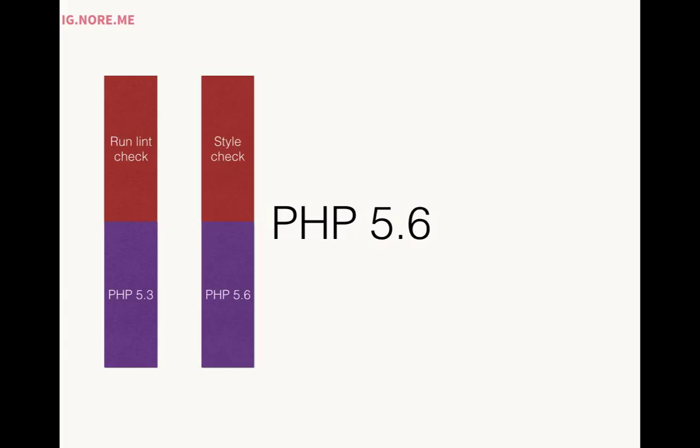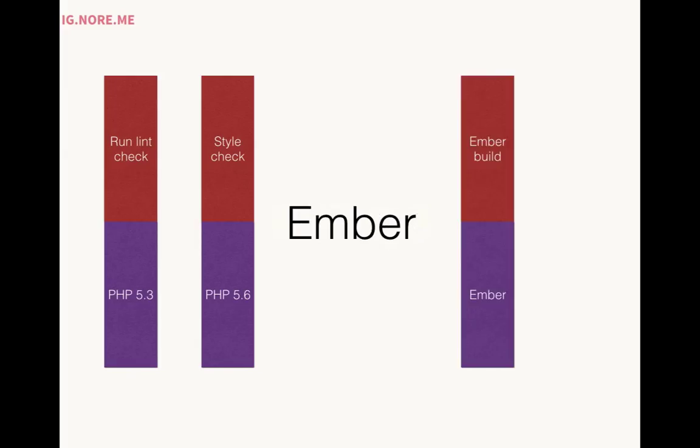But when it comes to things like the style checks and documentation generation, we can instead use PHP 5.6 for that, because it's faster, and as that is not something that actually matters on the production servers that the site will run on, because they don't care if our code follows our style guide. We can run that on 5.6. It's faster and works just as well. And the Ember build itself, for the new part of the site, we can run that in an Ember container.